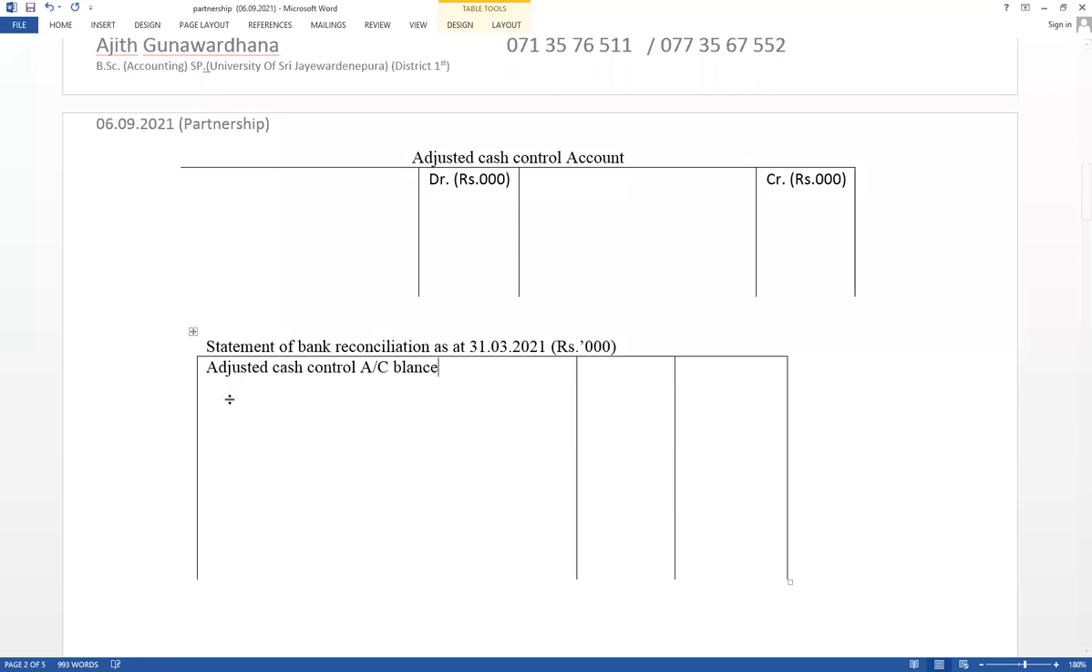Then we have to add unpresented checks, plus unpresented addition, and addition unpresented checks. Unpresented checks. Unpresented as well as unrealized checks should be deduction. Normally unrealized checks should be deducted. Unrealized.